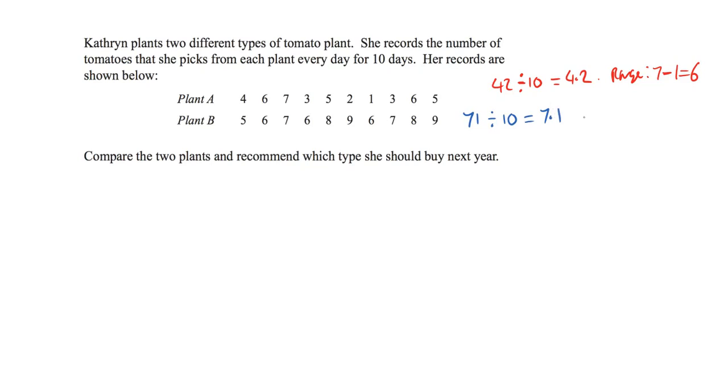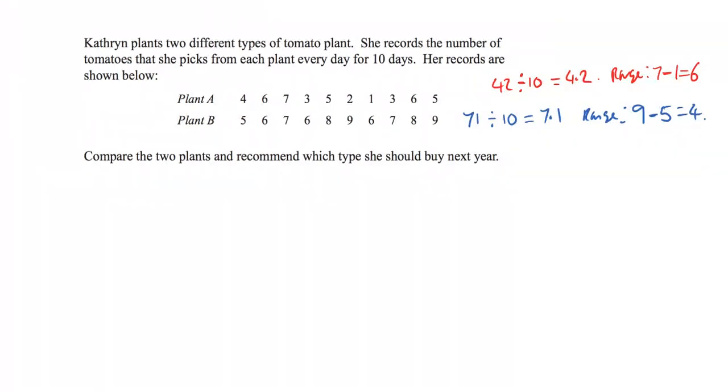If I want to find the range for plant B, then I'm going to do the biggest number, which is 9, take away the smallest number, which is 5. So plant B has a range of 4. Okay, so let's compare now using that information.